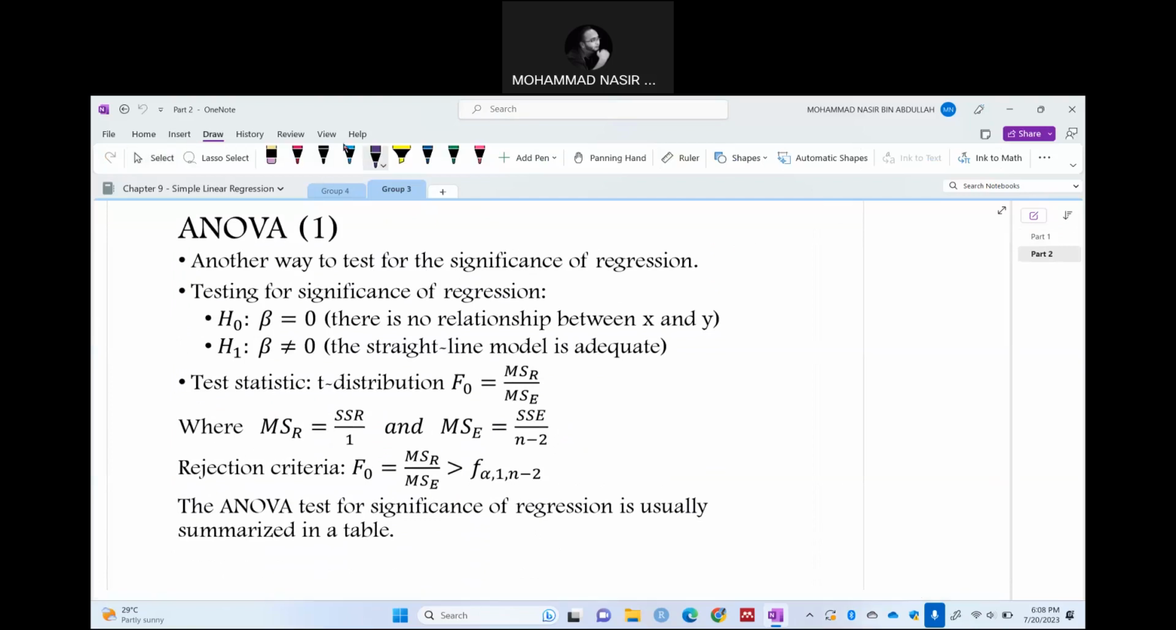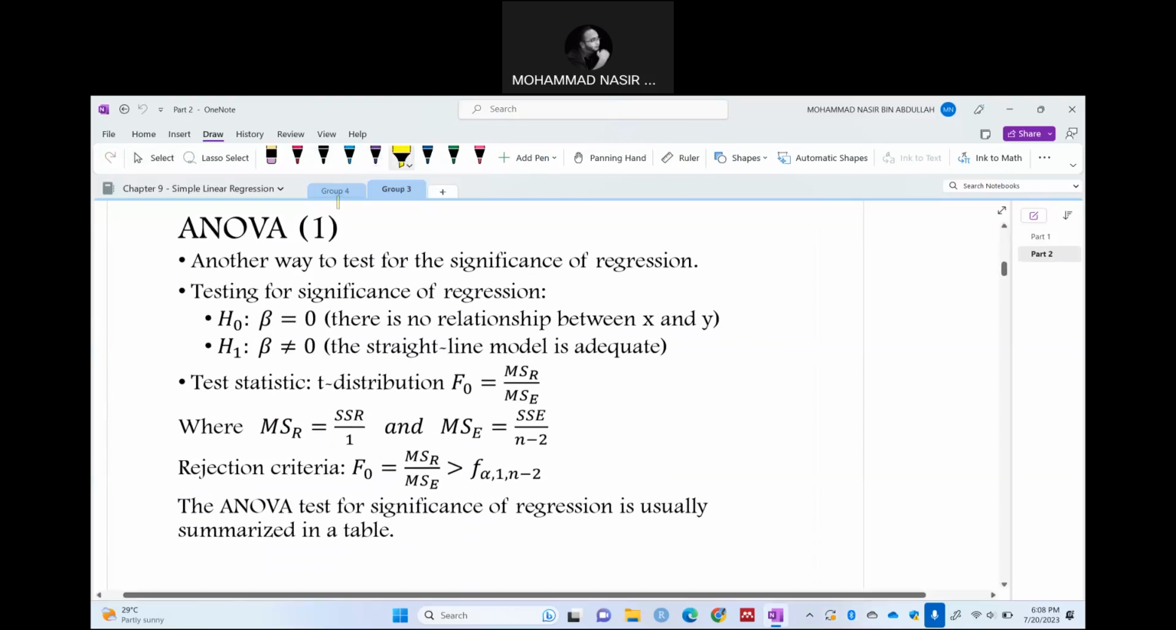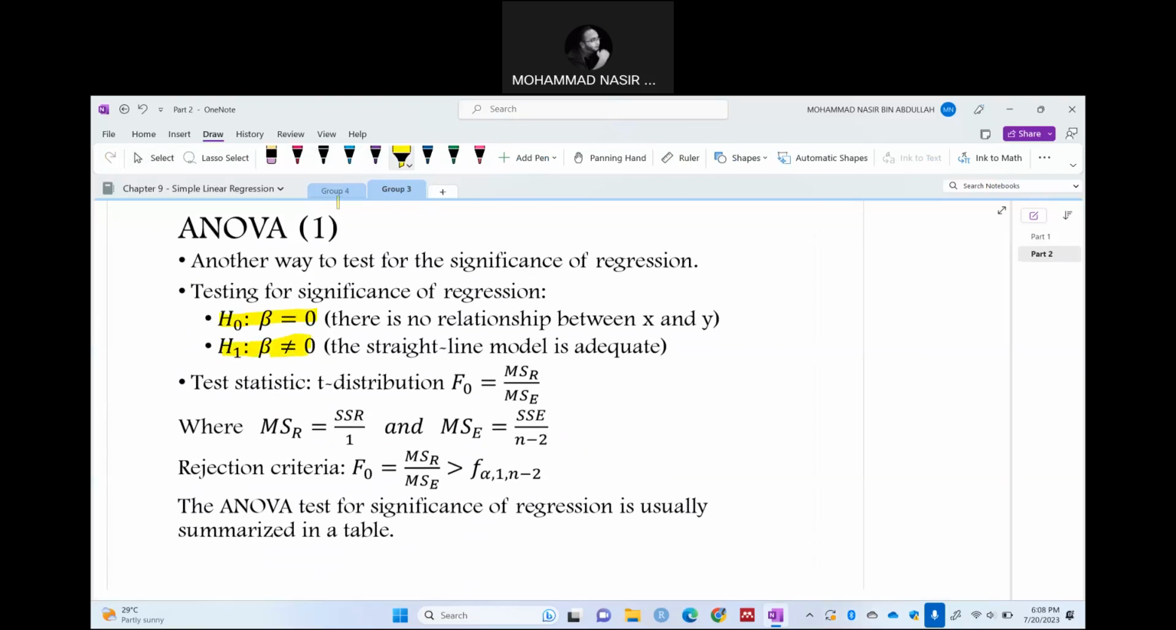The null hypotheses are the same as testing for the slope. Null hypothesis: beta 1 equal to 0, and alternative hypothesis: beta 1 is not equal to 0. It means that there is no significant relationship between x and y. If we reject the null hypothesis, we conclude the alternative hypothesis, the straight line model is adequate or the model is fit for prediction. In this method, we are using the F distribution. So we are not using the T distribution, F distribution. Let me make a correction here.